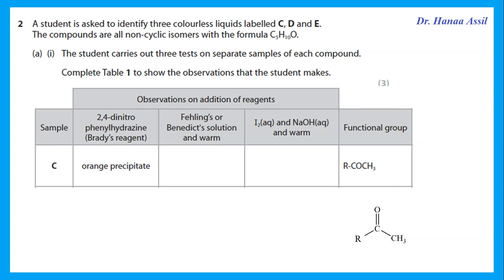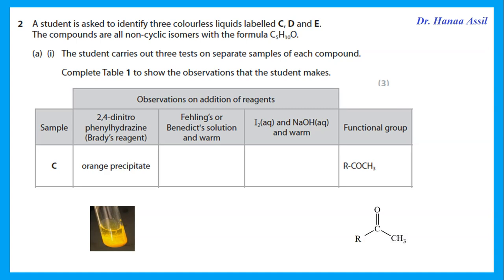First of all, he did a test with 2,4-dinitrophenylhydrazine. And my question is, 2,4-dinitrophenylhydrazine is a test for what? You should know that it's a test for aldehydes and ketones. So both aldehydes and ketones give an orange precipitate with 2,4-dinitrophenylhydrazine. This one is a ketone, so it should work with 2,4-dinitrophenylhydrazine.